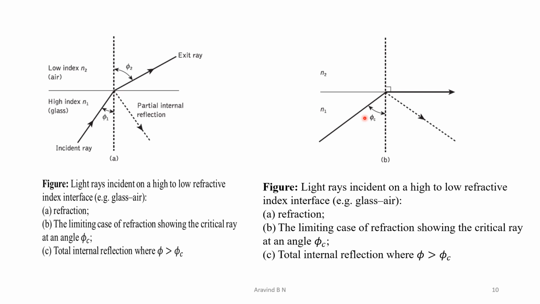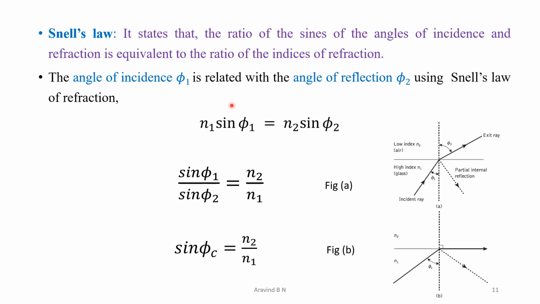This is the critical angle case, where the angle of incidence is comparatively higher, and the angle of refraction is exactly 90 degrees, so the ray grazes the interface between the two mediums. In this particular case, the incident angle is known as phi c, the critical angle. If any incident ray exceeds this angle phi c, then it becomes total internal reflection. This is derived by making use of Snell's law.